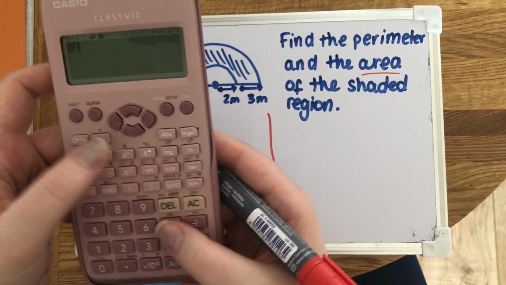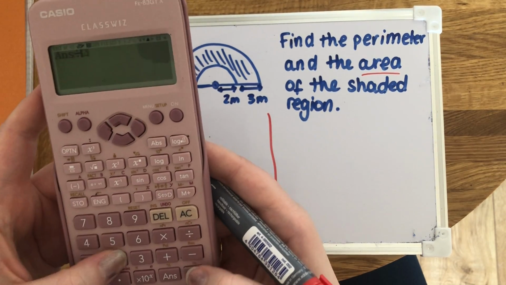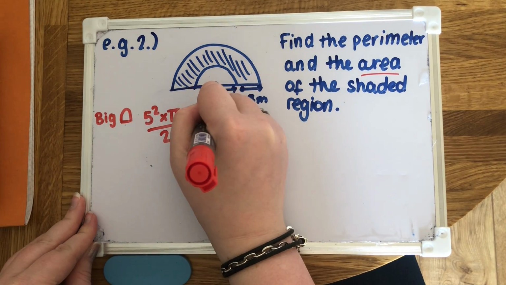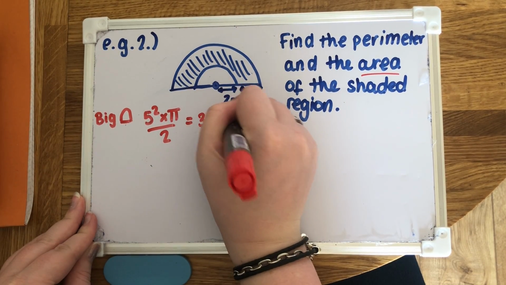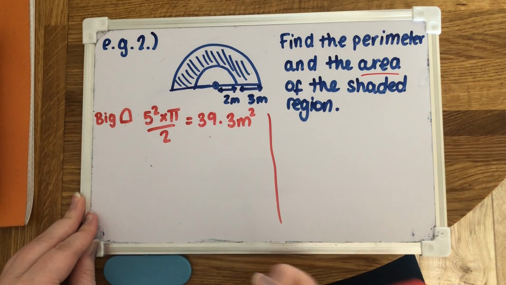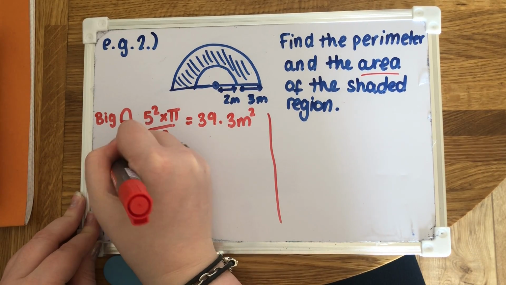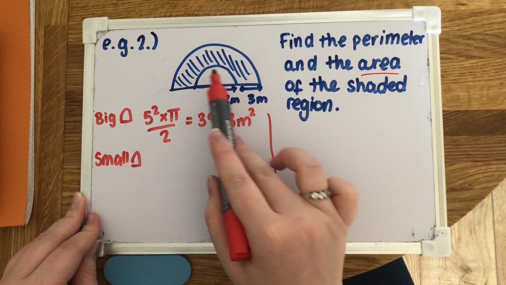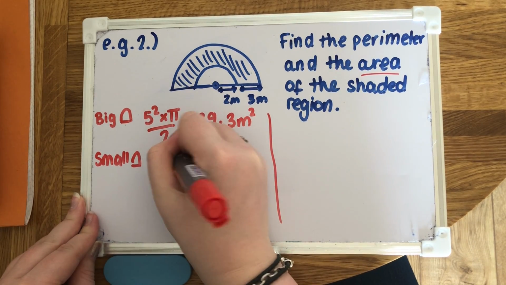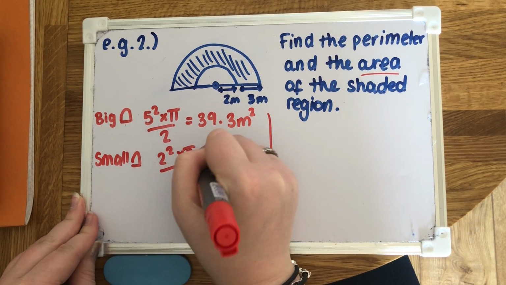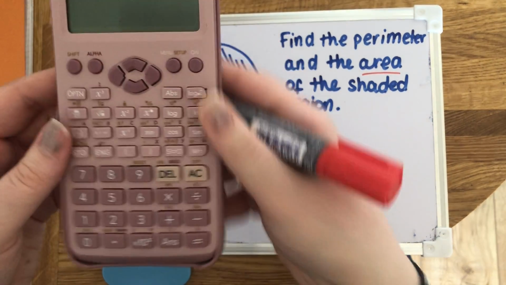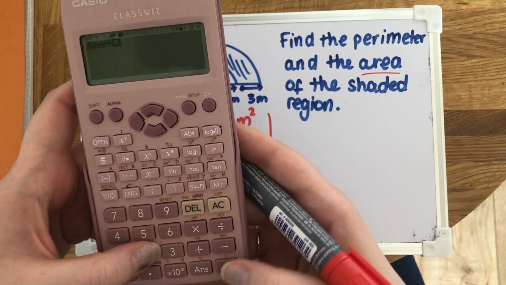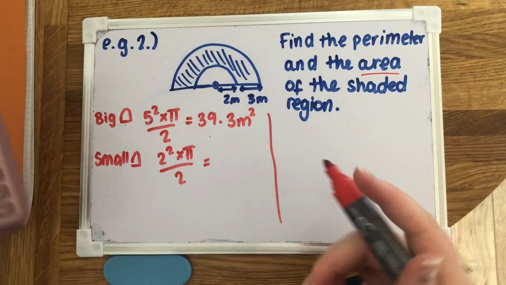Okay, so 5 squared times by pi, and then answer divided by 2, 39.3. Okay, then we're going to do exactly the same method but for the small one. The only bit that changes is the radius, because the radius of the small one is only 2. It's going to be 6 point something. Yep, 6.3.